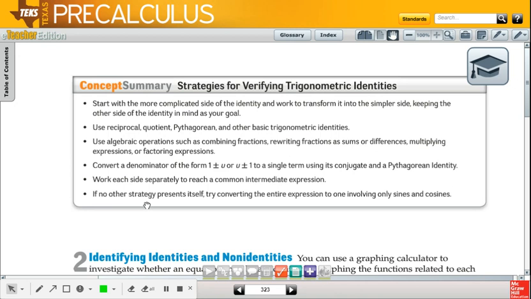Now, after you convert it to sines and cosines, you still have to remember, use algebraic operations such as combined fractions, rewriting fractions, multiplying expressions, or factoring expressions. So, after you convert to sines and cosines, you still have to do what we had done since the beginning of the school year, adding, subtracting, using algebraic operations, especially if you're multiplying and dividing fractions. So again, if you're stuck, don't know what else to do, convert to sine and cosine, and keep working.